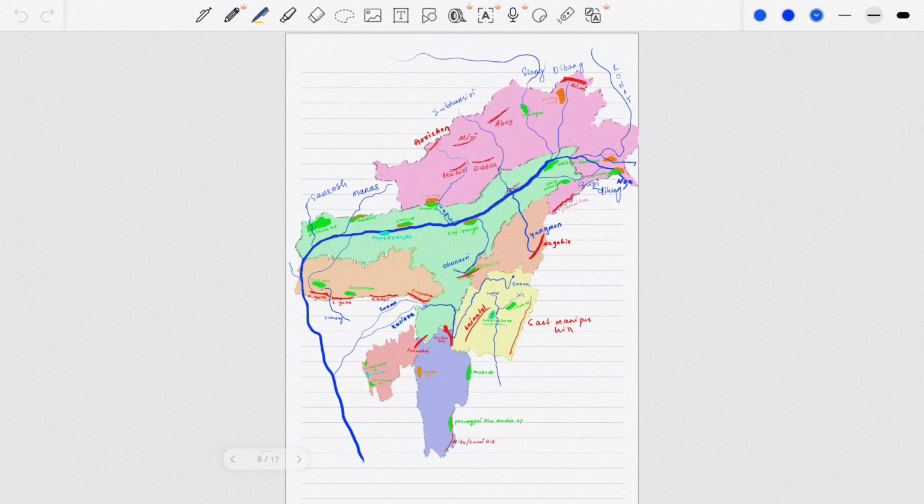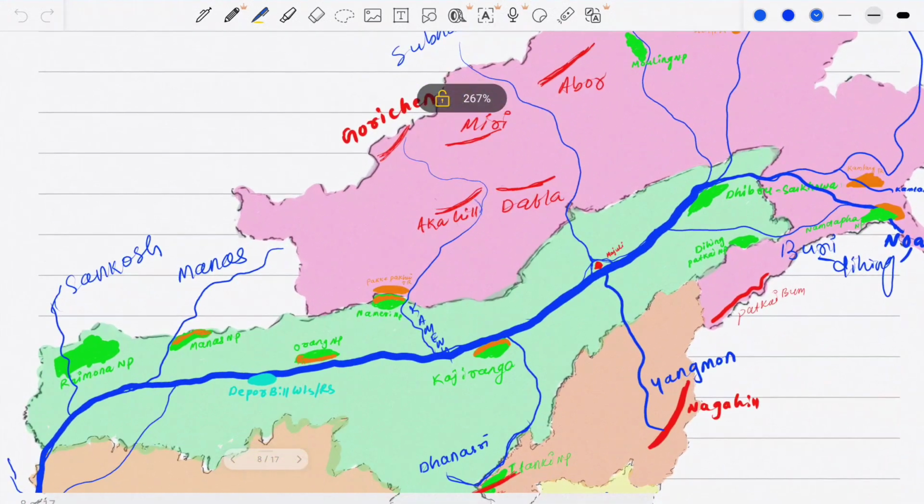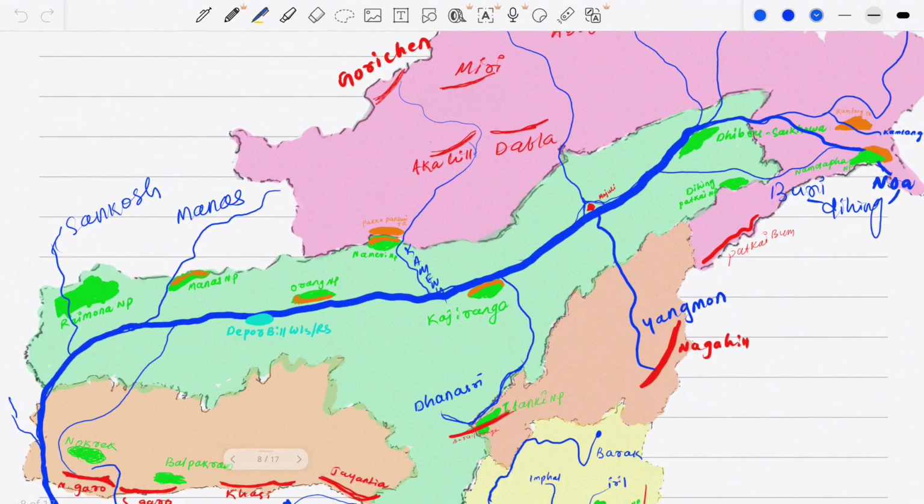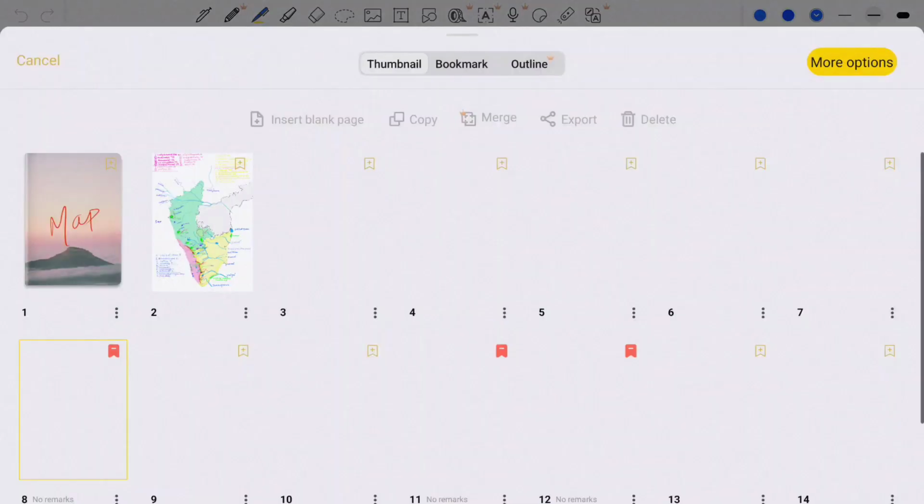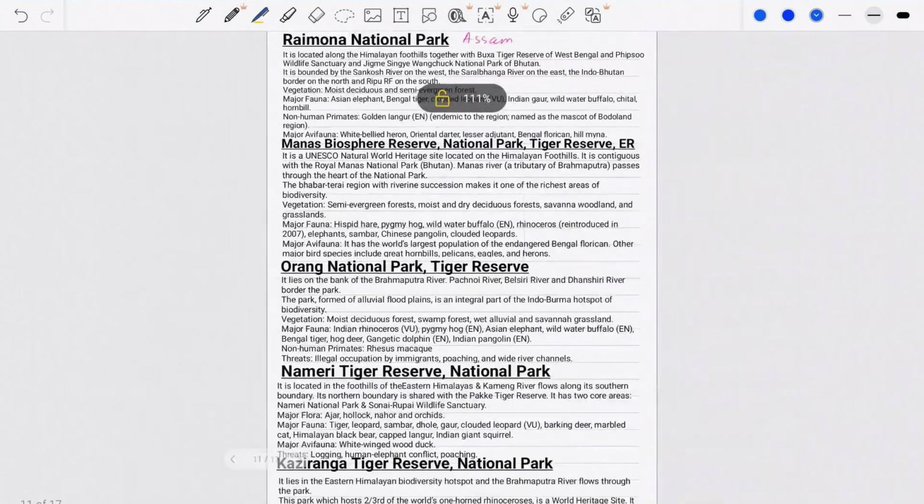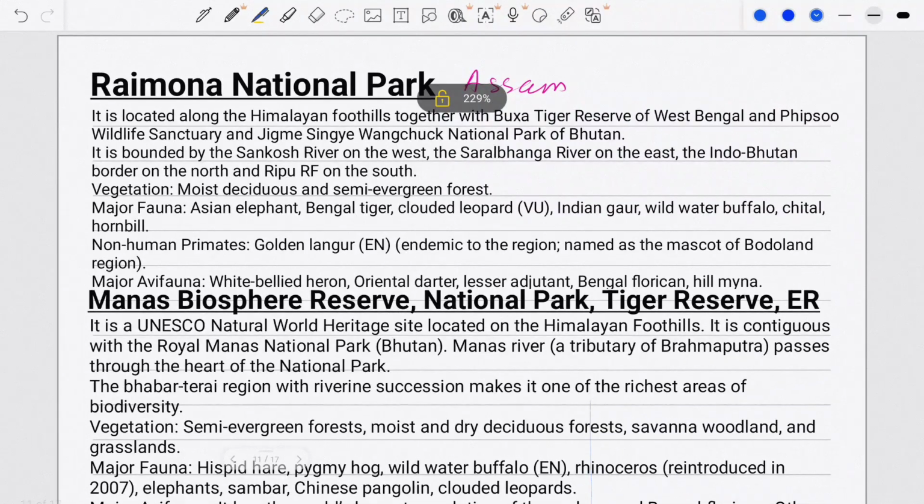Hello everyone. In this video, we are going to study the biological protected areas of the state Assam through the detailed map. Not only will we study them through the map, but we will also get a detailed insight about them that is very likely to come in upcoming exams.